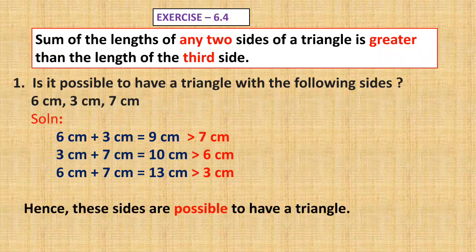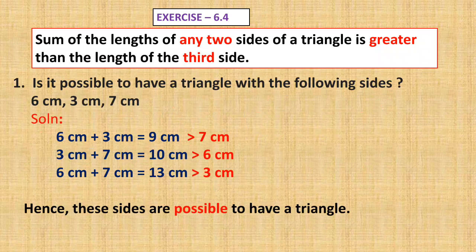Next, another property: the sum of the lengths of any two sides of a triangle is greater than the length of the third side. If we add any two sides of a triangle, that total must be greater than the third one. Here you are having 3 possible ways.